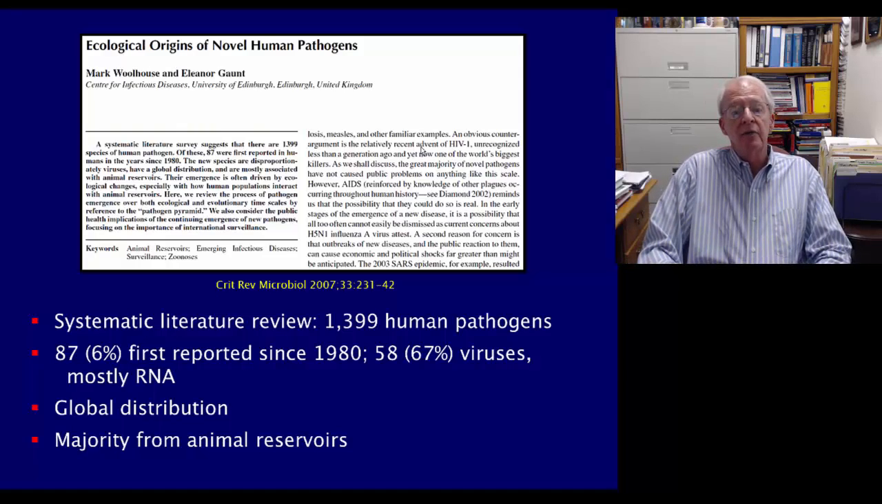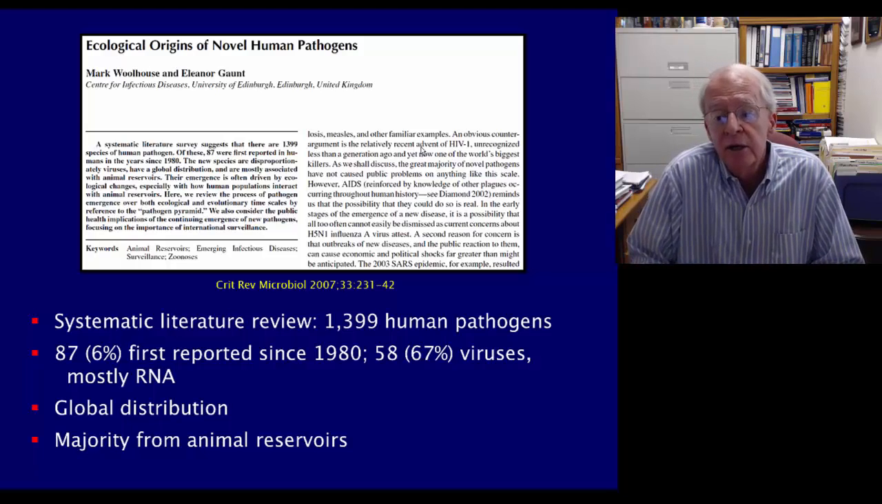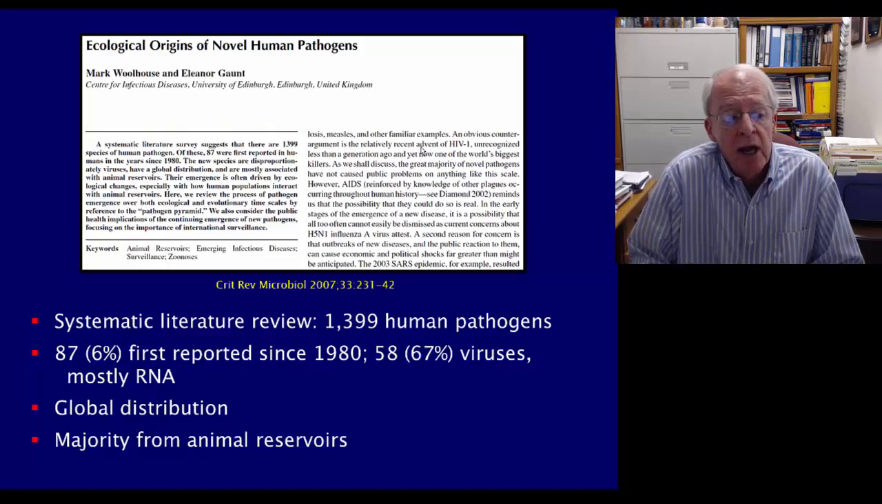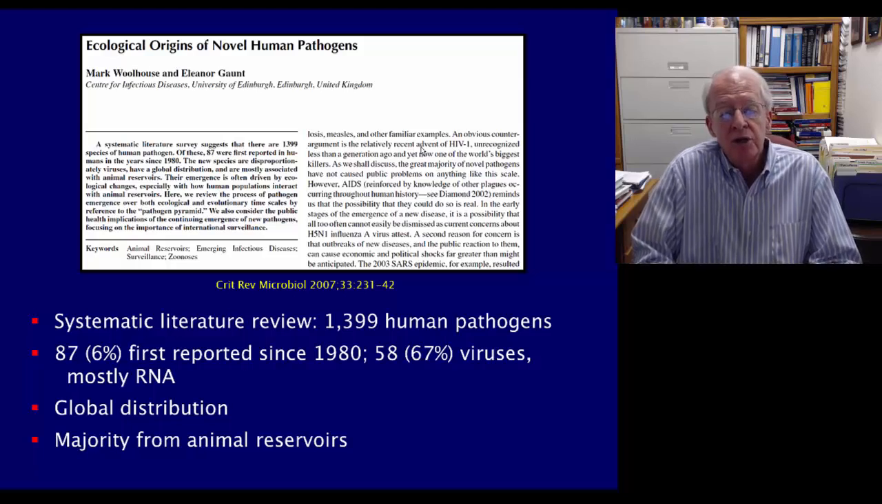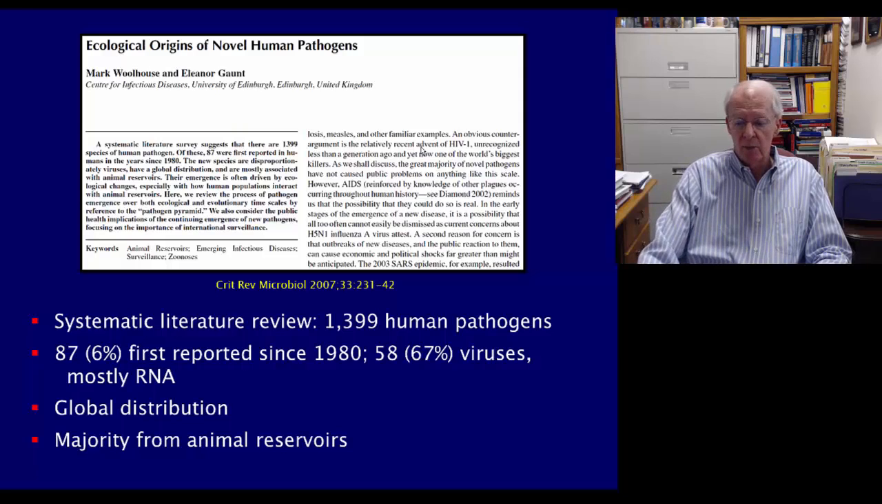Here's a slide of an article by Mark Woolhouse and Eleanor Gaunt, published in 2007, reporting the results of a systematic literature review of 1,399 human pathogens, 87 or 6% of which were reported after 1980. 58 or 2/3 of these were viruses, and most of those were RNA viruses. They found that literature reports from around the world, and they found that the majority of these evolved emergence from animal reservoirs.